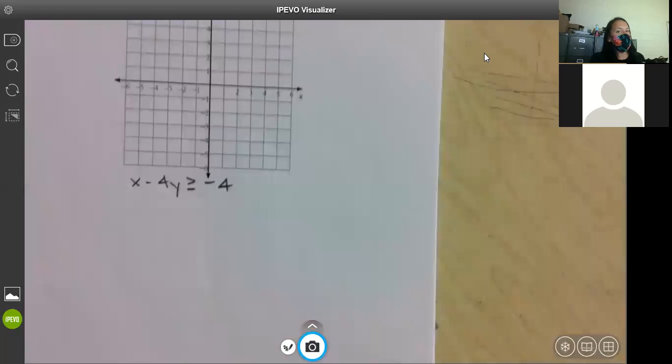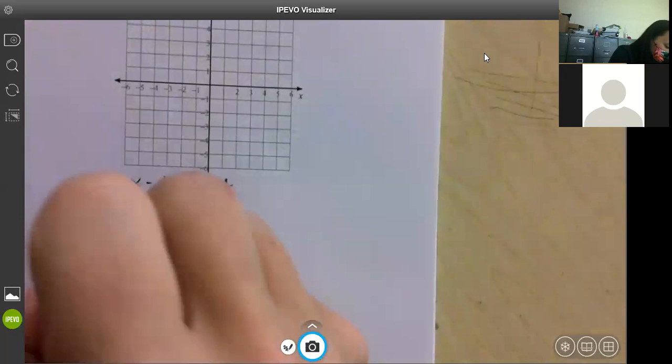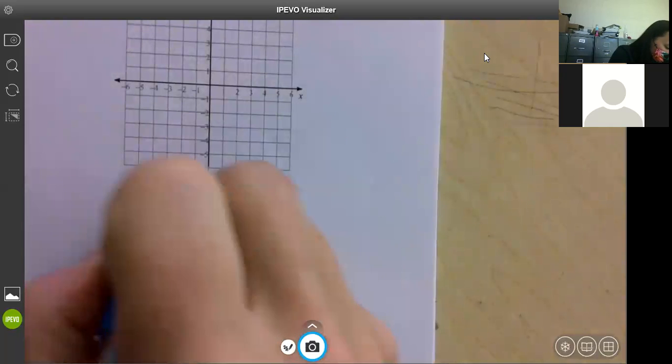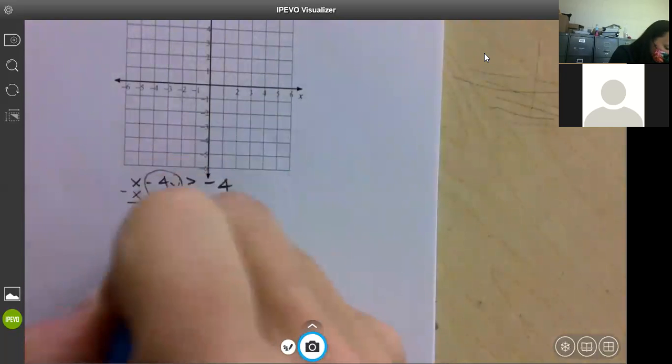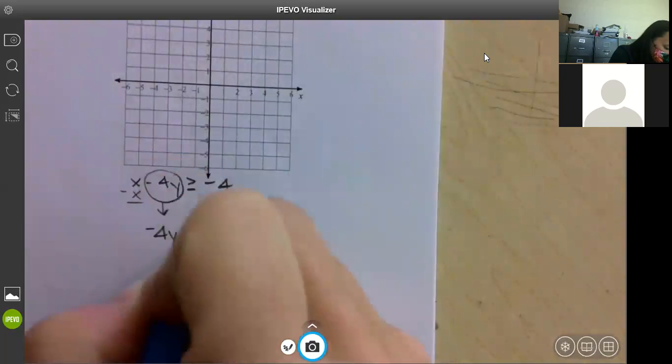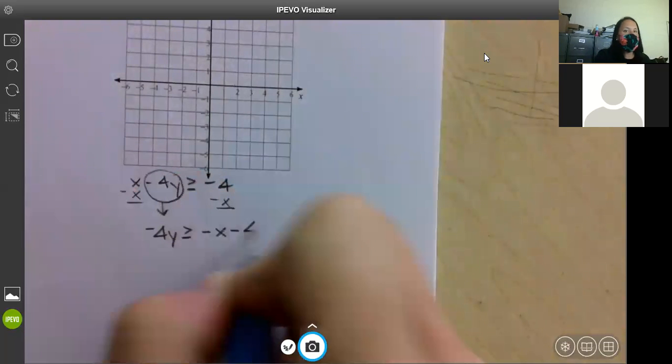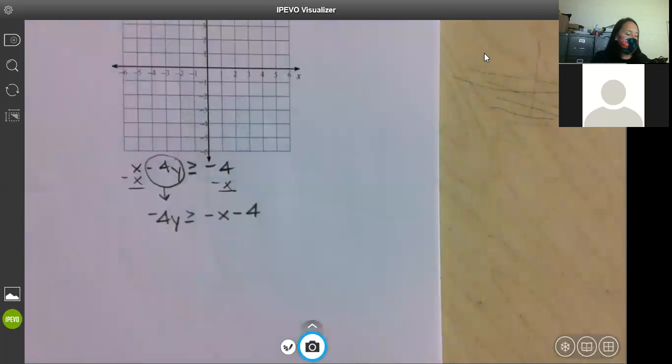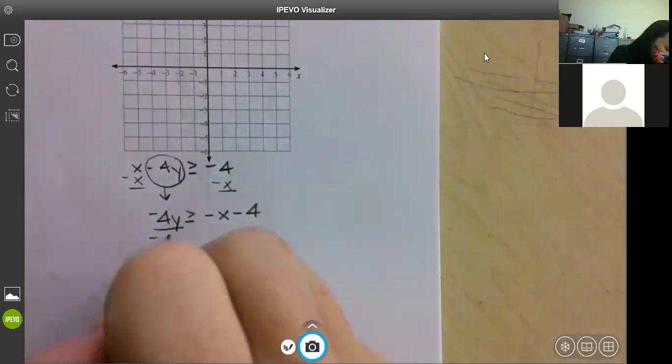How do you solve for y? What's your first step? Move x. How do I move this x? Subtract it. Bring down your whole negative 4y. We have negative x and a negative 4. How do I solve? Divide by what? Negative 4.